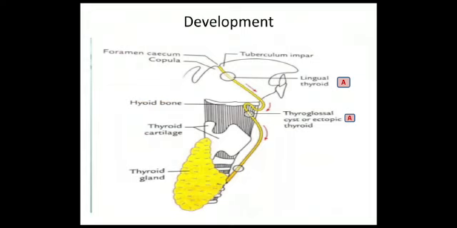So coming to some of the anomalies, we can see the lingual thyroid or thyroglossal cyst or ectopic thyroid, apart from various other anomalies which you can refer to in a textbook on embryology.